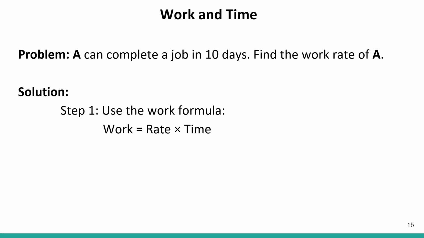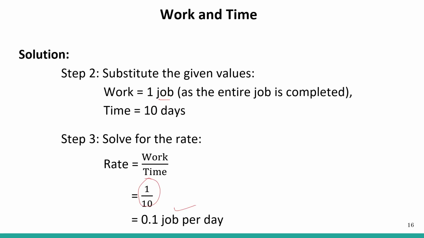So if A can complete the job in 10 days, the work rate of A is equal to what? We use work is equal to rate into time. Substitute the given values: work is equal to 1 job, time is equal to 10 days. So solve for the rate. Rate is equal to work by time, which is 1 by 10, equal to 0.1 job per day.